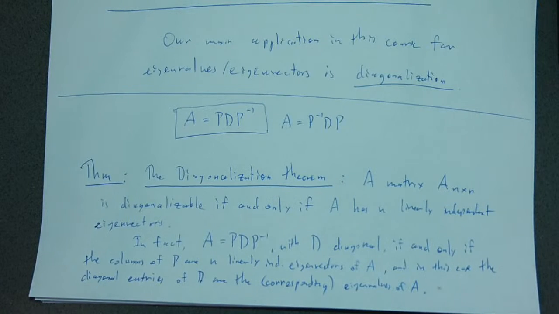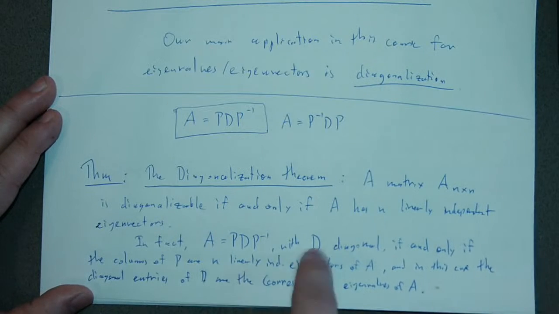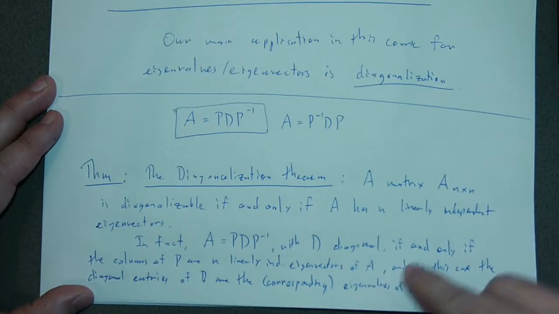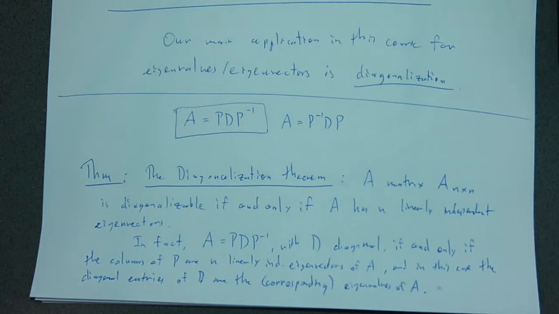The corresponding here refers to the position of the columns of P. So the idea here is that these n linearly independent eigenvectors, I could put them in any order I want. So whatever order I've put them in P, the eigenvalues arranged in D have to be arranged in the same way that corresponds to that order. Okay. All right.